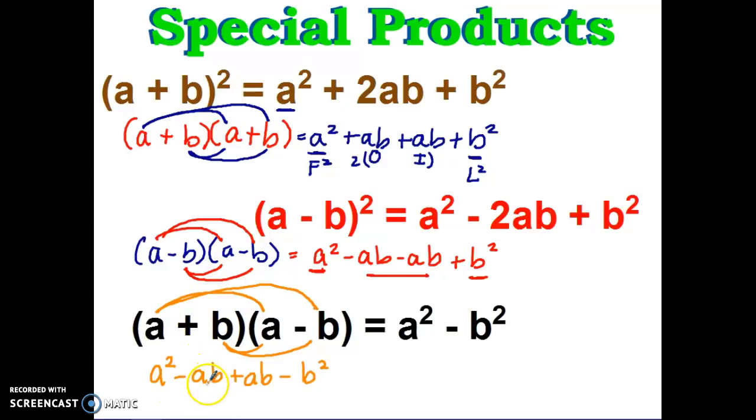So right here, negative ab and ab cancel out. So you end up with a squared minus b squared, which is in the future called the difference of squares. It's just the first term squared minus the second term squared.